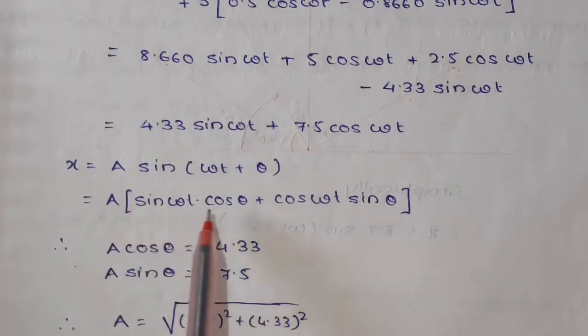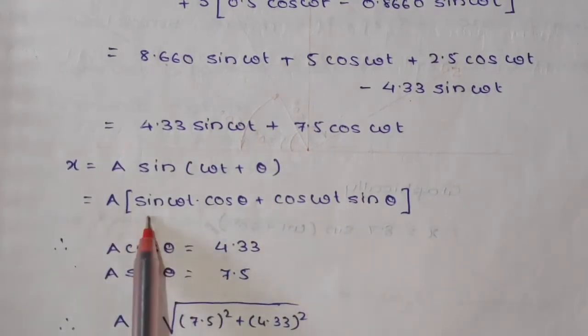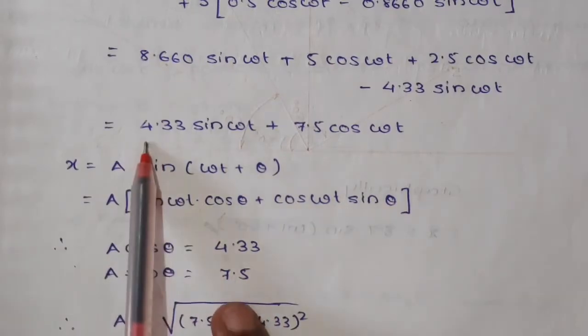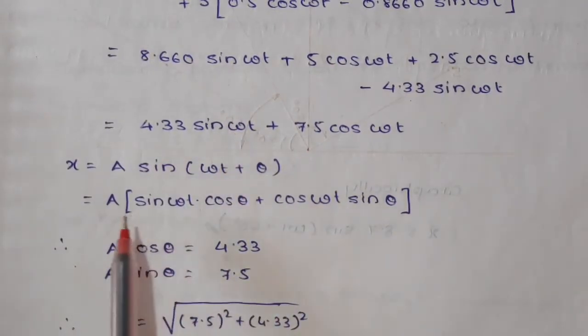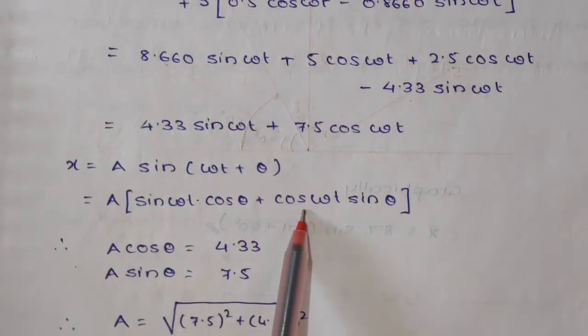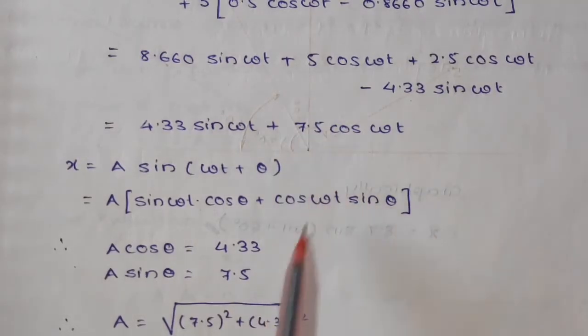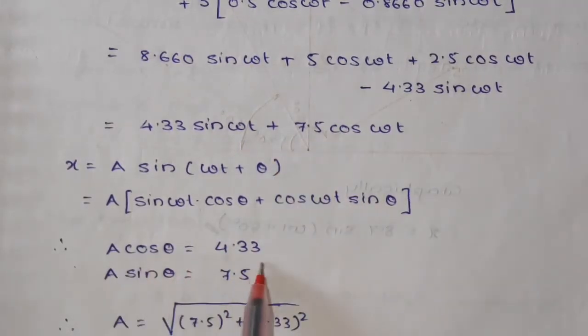So A into cos theta into sin omega t. What will be A into cos theta? It will be 4.33 sin omega t. Okay, so A into sin theta cos omega t will be 7.5. So A cos theta will be 4.33, and A sin theta will be 7.5. So this I substitute in the equation.